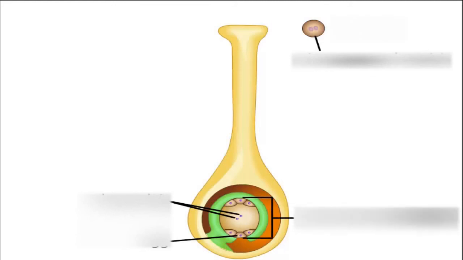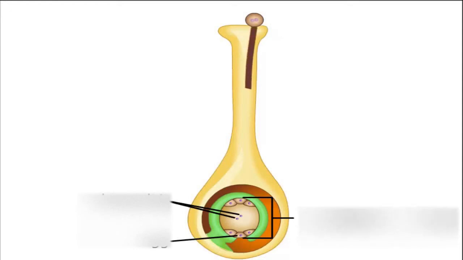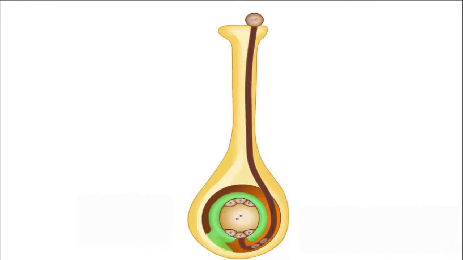The pollen grain pollinates the female parts of the flower by landing on the stigma. Here, the pollen grain germinates and a pollen tube grows down the style until it meets the female gametophyte. 2 sperm from the pollen grain travel through the pollen tube and enter the female gametophyte.